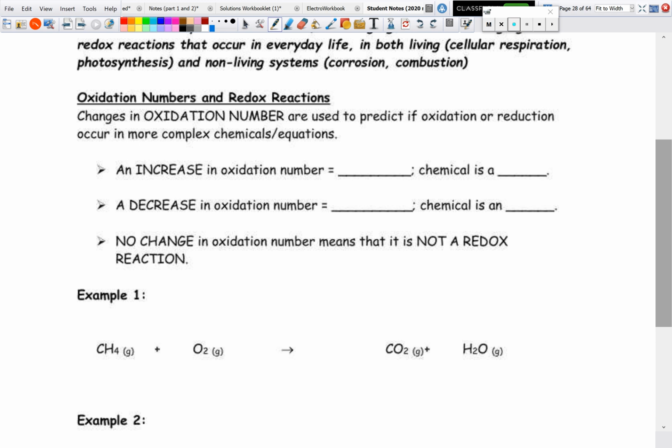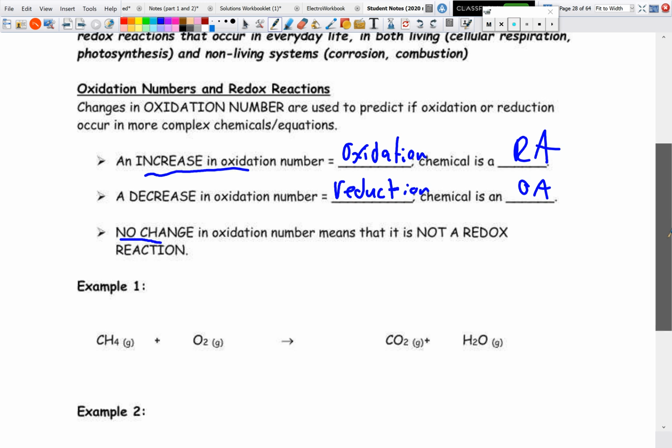Now, because we're going to imagine that these oxidation numbers are very similar to charge, we're going to treat them the same way, and that means if we have an increase in oxidation number, it's the same thing as an increase in charge, like going from a 0 to a positive 6. Right? This just means it's an oxidation. And the chemical species is going to be a reducing agent. And same thing, a decrease in oxidation number, same thing as saying it's a decrease in charge, which is going to be a reduction, which means we're dealing with our oxidizing agent. Then, of course, if there's no change in oxidation number, it's not a redox reaction.